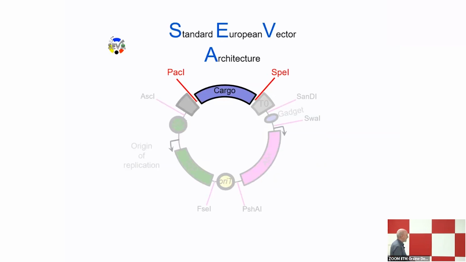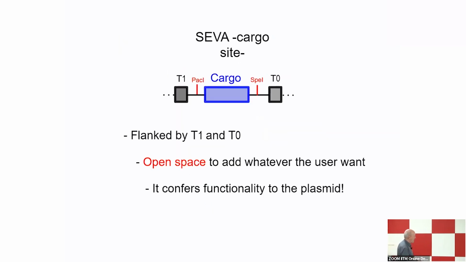Then we have cargos. So what cargos can we have there? Well, one aspect of the design is that they are flanked by terminators. So terminators, in principle, stop transcription coming either from upstream or from downstream, and also prevent the transcription that can originate in the cargo itself from propagating into the rest of the plasmid.